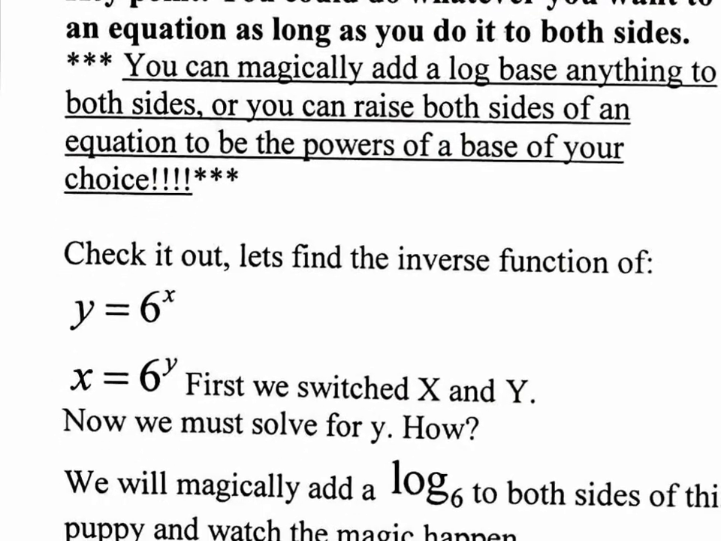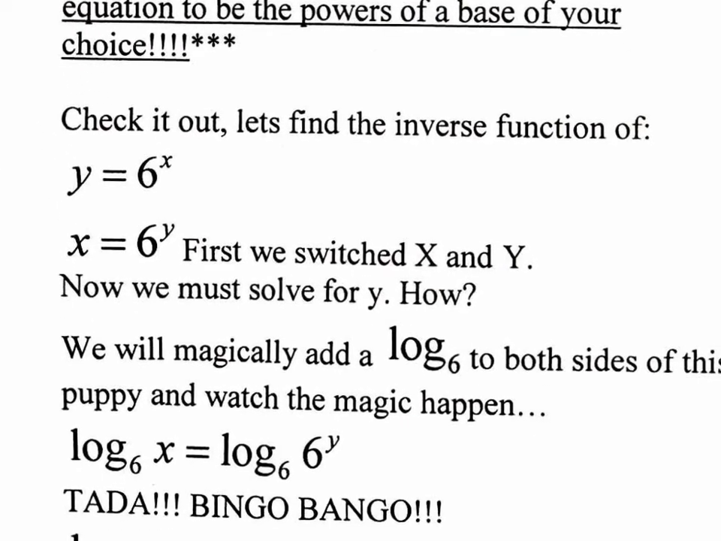Check it out. So let's say we had y equals 6 to the x. Let's say they ask you to find the inverse. Well, you're going to switch the y with the x, and you'll have x equals 6 to the y power. Now we must solve for y. The problem is y is right here as an exponent. You don't want y as an exponent. So to undo an exponent situation, you're going to apply a logarithm, because a logarithm undoes an exponent, and an exponent undoes a logarithm.